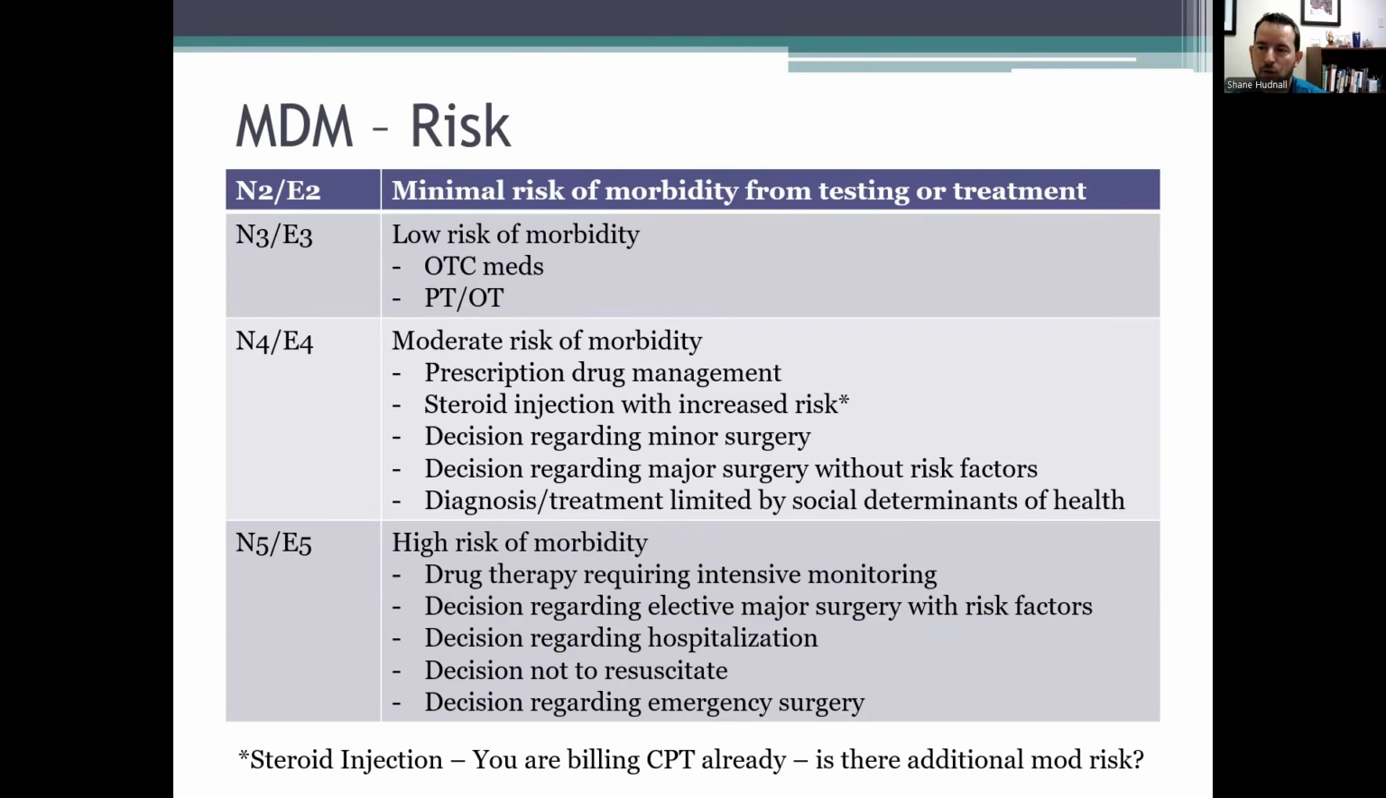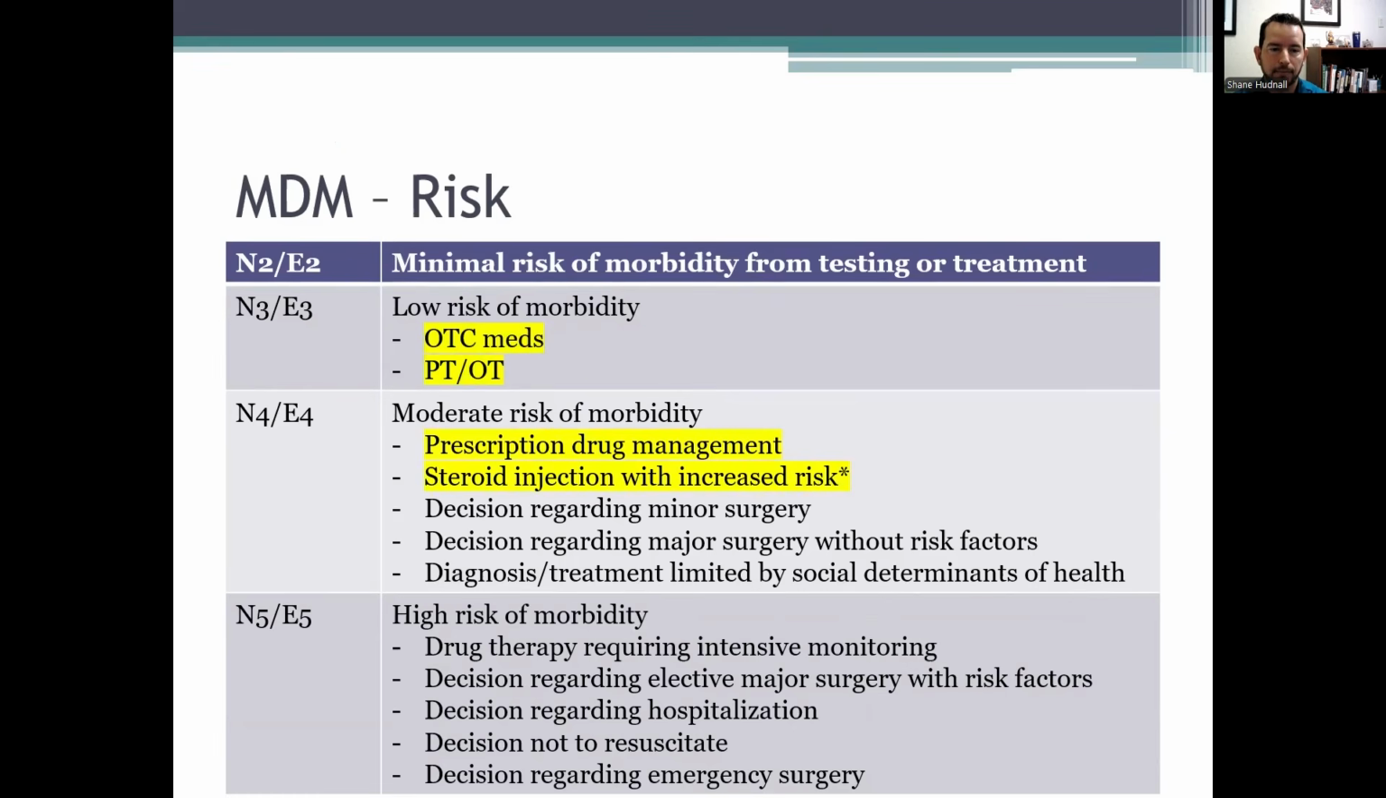Also within the level 4, decision regarding minor surgery or major surgery without risk factors, and the diagnosis or treatment being limited by your social determinants of health. And for the high risk of morbidity, not a lot that we see within sports medicine, but if you're doing intensive monitoring, say you do manage blood thinners and Coumadin, that's one example there. And another one, if you decide to hospitalize someone and work through that process, that's another good example of that. So that's just to emphasize, those are the most common ones, the ones highlighted here that we tend to see in medicine.